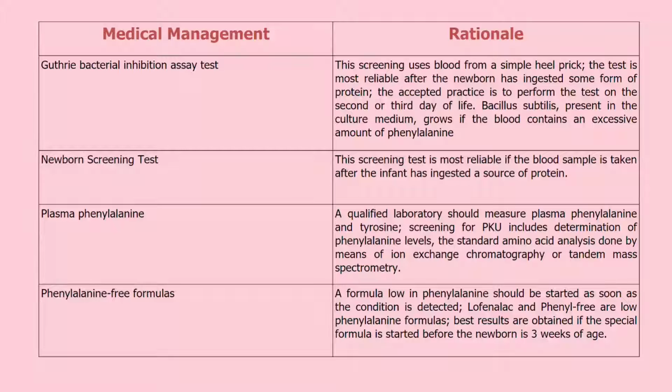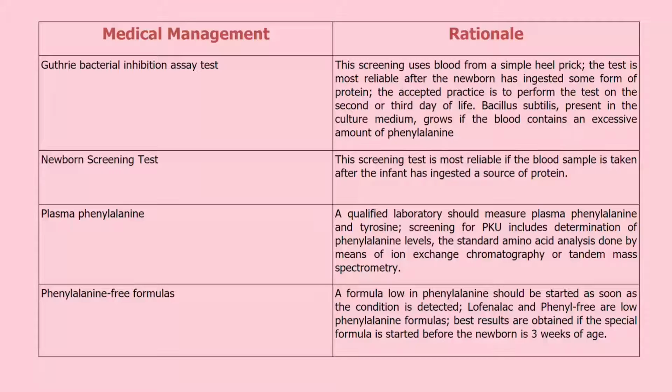And for the newborn screening test, this screening test is most reliable if the blood sample is taken after the infant has ingested a source of protein. For plasma phenylalanine, a qualified laboratory should measure plasma phenylalanine and tyrosine. Screening for PKU includes determination of phenylalanine levels, the standard amino acid analysis done by means of ion exchange chromatography or tandem mass spectrometry.